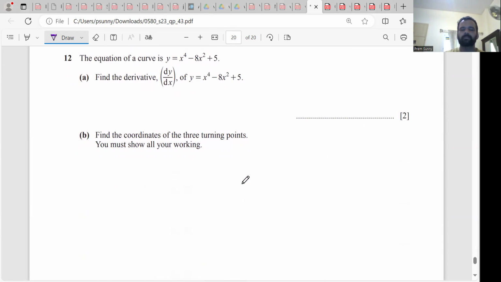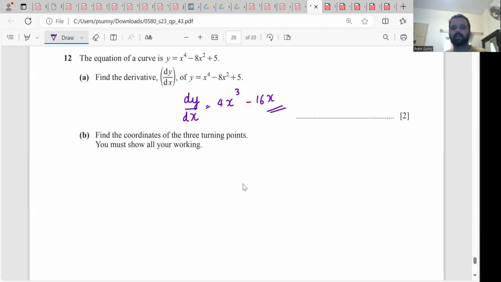The last question of this paper: the equation of a curve is given as y equals x to the power of 4 minus 8x square plus 5. Find the derivative dy by dx. So dy by dx will be 4x cube for x to the power of 4, minus 16x for 8x square. The derivative of a constant is 0. Now, you have found the derivative, 2 marks.